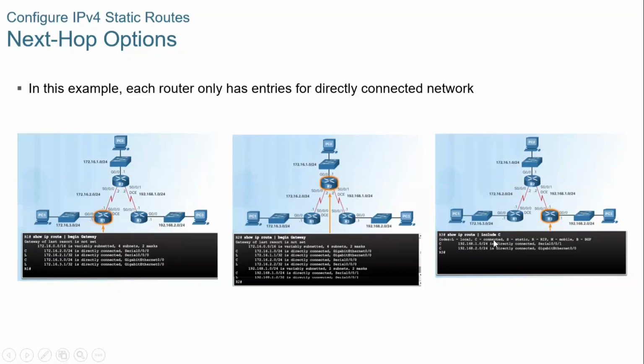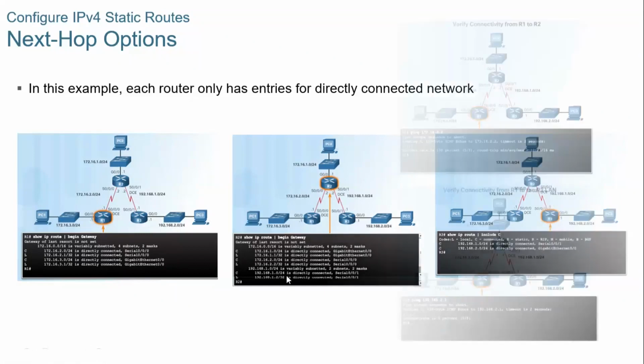It's because here, it added a sort of filter, show IP route, include C. So it's only showing you the C part. This one is begin gateway, it shows you everything.